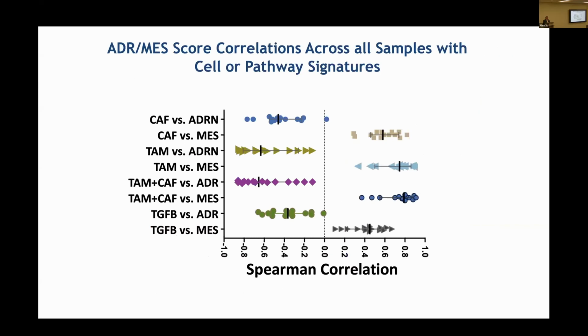So we did this for all of the 15 tumors that we had, and we got the same results for all of them. This is basically just a correlation, negative or positive, of CAF versus mesenchymal, or TAM versus mesenchymal on the right-hand side. The TAM and CAF signatures correlating with the mesenchymal signature are all positive correlations. There was also a positive correlation between TGF beta and the mesenchymal phenotype in these tumors. So all of the tumors, all of the spots we analyzed, showed a similar pattern.